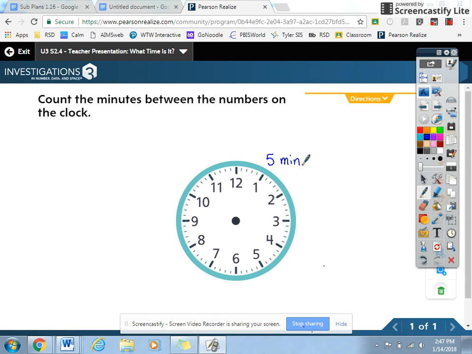I'm going to keep going around the clock. So 6, 7, 8, 9, 10. At the 2 o'clock, we've reached 10 minutes. So if this is 10, I'm going to keep counting. 11, 12, 13, 14, 15. This dark hash mark at the 3 represents 15 minutes. 16, 17, 18, 19, 20. This is 20 minutes at the 4.